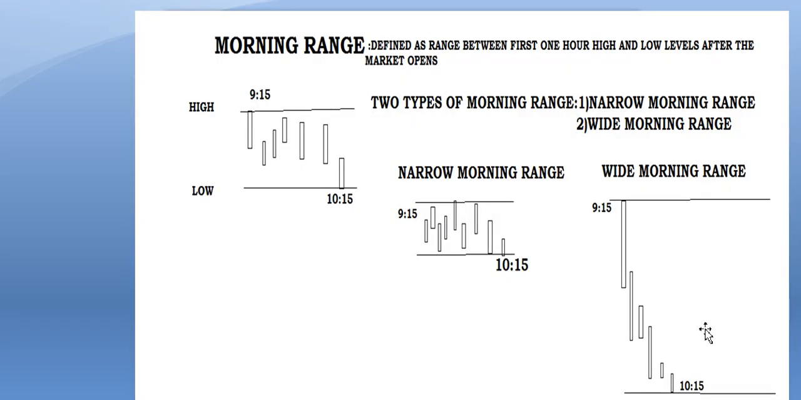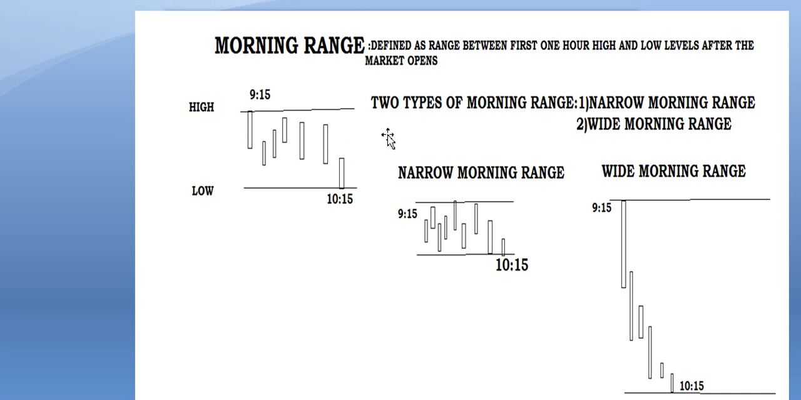Now go to the topic of morning range. Morning range is the range between the first 1 hour high and low levels after the market opens. That means if you see here, this is the 9:15 candle. Wait until the first 1 hour completes, that means 9:15 to 10:15. After waiting the 1 hour, it looks like this. You have to mark this level to trade this strategy.